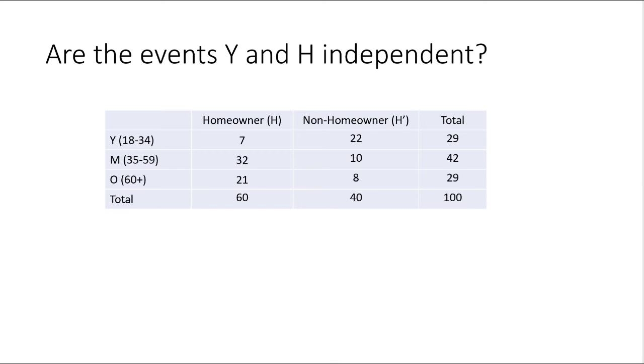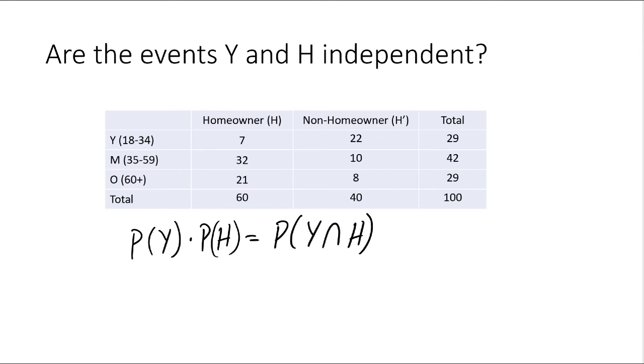So just in general, we can probably guess that these are not going to be independent, but we can also mathematically show that they are not independent. So let's find this out. If these two events were independent, then the probability of Y times the probability of H would need to equal the probability of Y intersect H. Because again, that's our definition for the probability of the intersection of independent events.